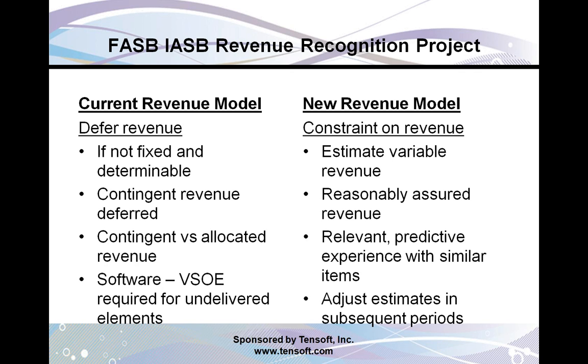When do we defer revenue? Well, in our current model, if it's not fixed and determinable, we're going to defer the revenue, and we're not going to recognize contingent revenue. In some transactions like software, we defer if we don't have VSOE for undelivered elements. Under the new model, there's this constraint on revenue concept. How much revenue to recognize? Again, estimating if there's variable revenue, taking the amount that's, quote, reasonably assured, and it's reasonably assured if we have relevant, predictive experience with similar items so that we can make those estimates. And then we adjust the estimates in the future periods.